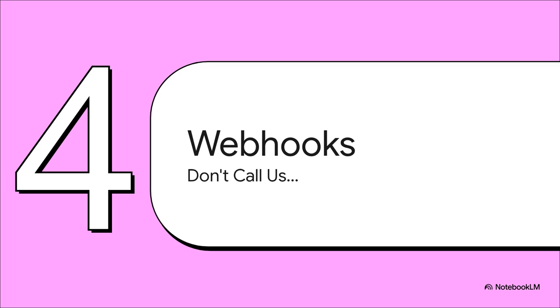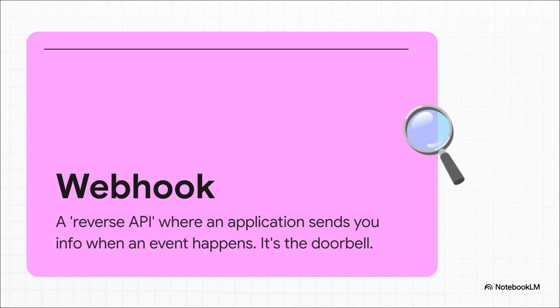Now, our waiter model works great when you know what you want to order. But what if you're just waiting for something to happen? Constantly asking the waiter, "Is my delivery here yet? How about now? Is it here yet?" That's super inefficient for you and for the kitchen. There is a much, much better way. And this is a webhook. It completely flips the script.